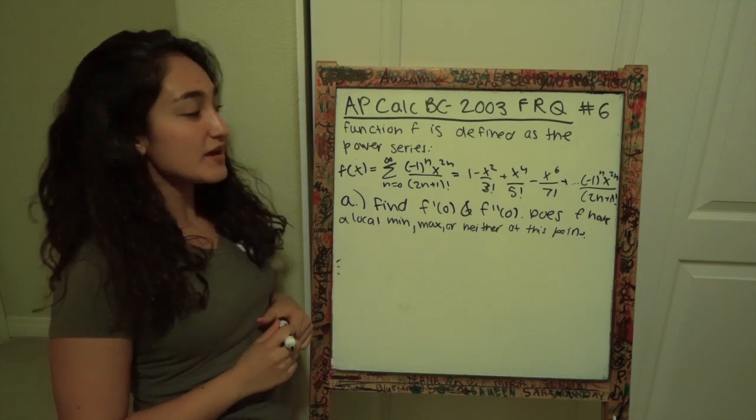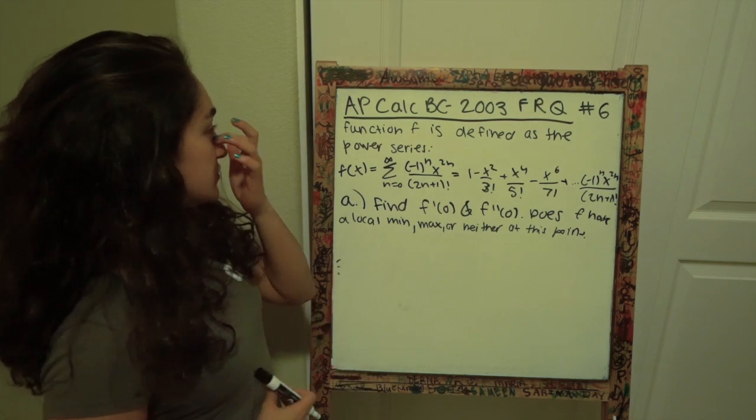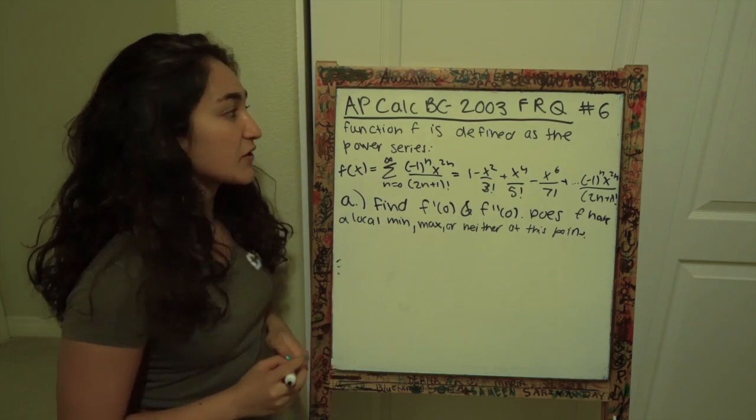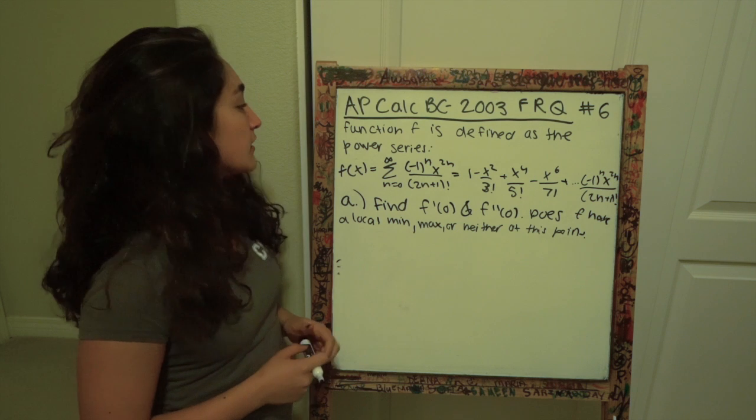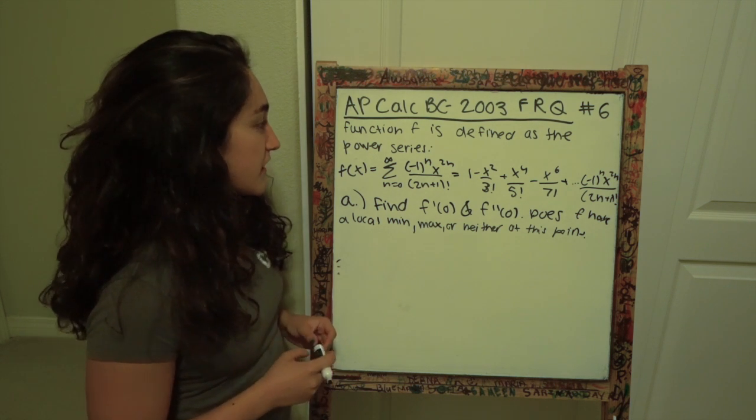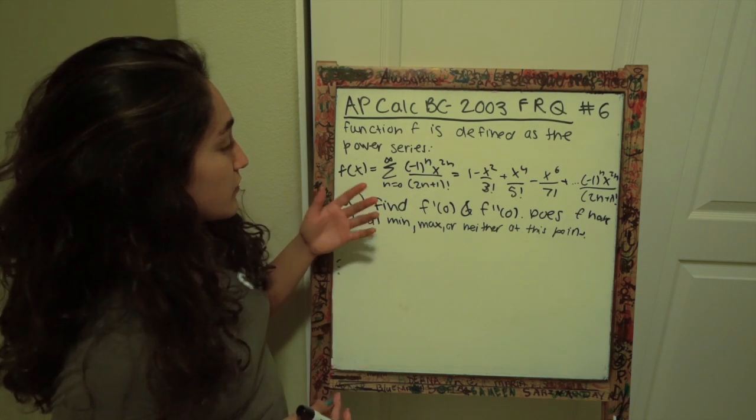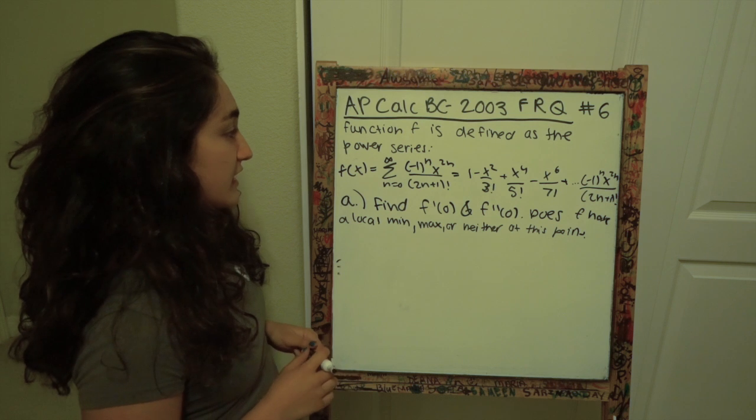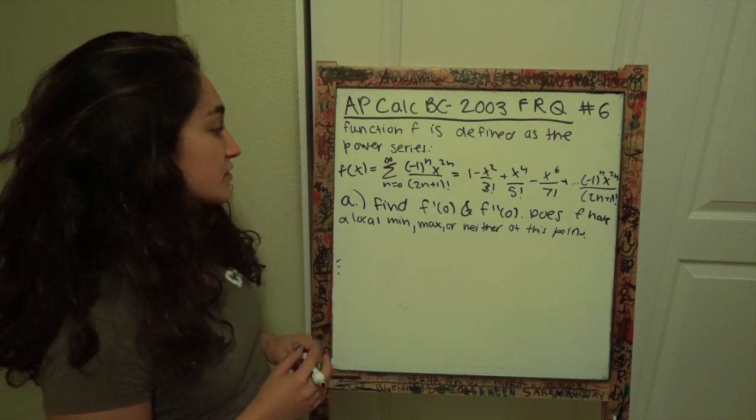Hello, my name is Serena, and today I will be teaching you how to do number 6 from the Calc BC 2003 FRQ. So basically in the question, they give us a power series, which is defined as (-1)^n x^(2n) over (2n+1) factorial.